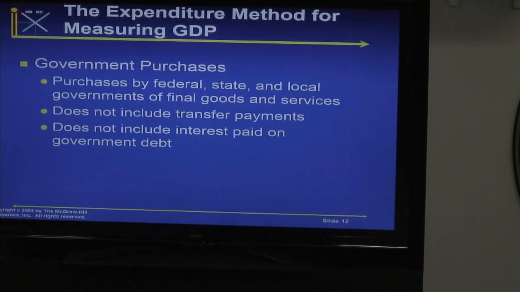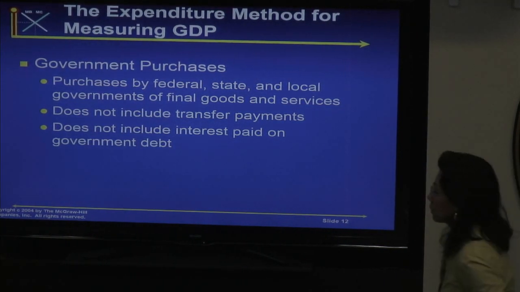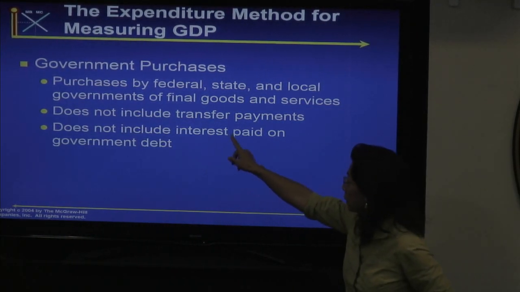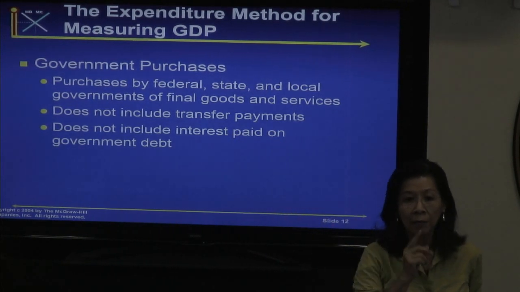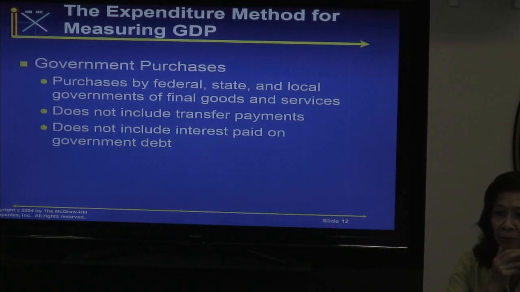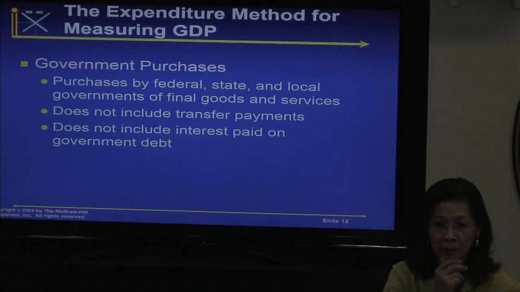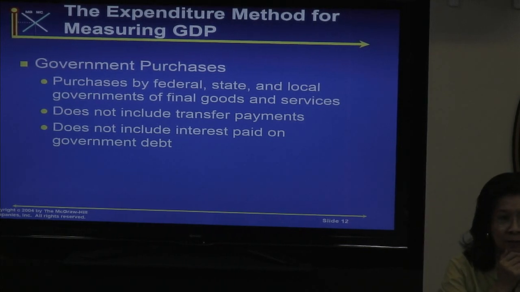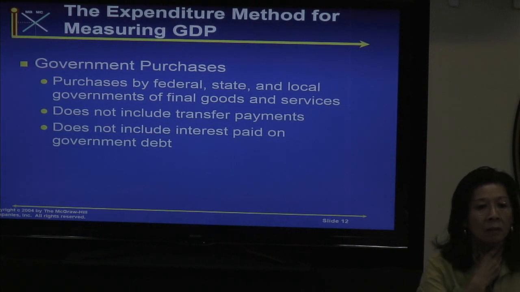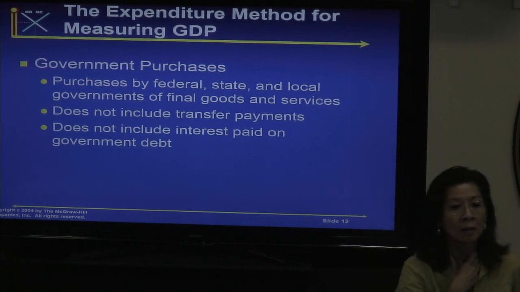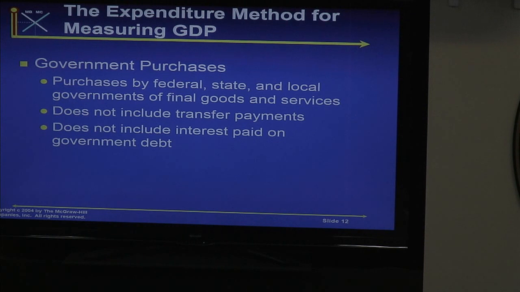Okay, there's one other part that I would like for you to look at in your book. The government purchases does not include transfer payment. And I gave you that definition. If you have it, would somebody read that definition back to us? Yes? Any payment from the government to the eligible people without expecting any service in return.